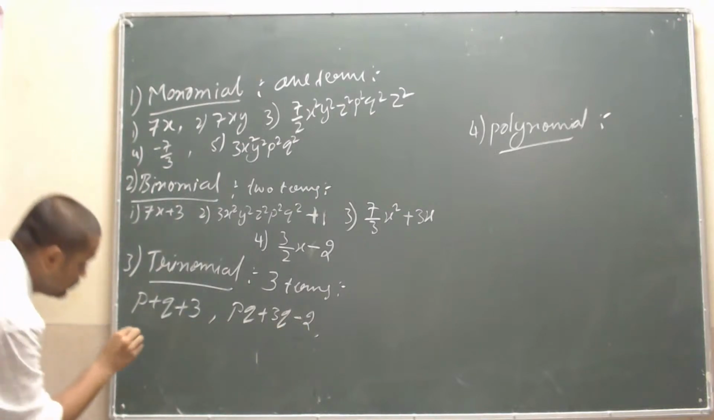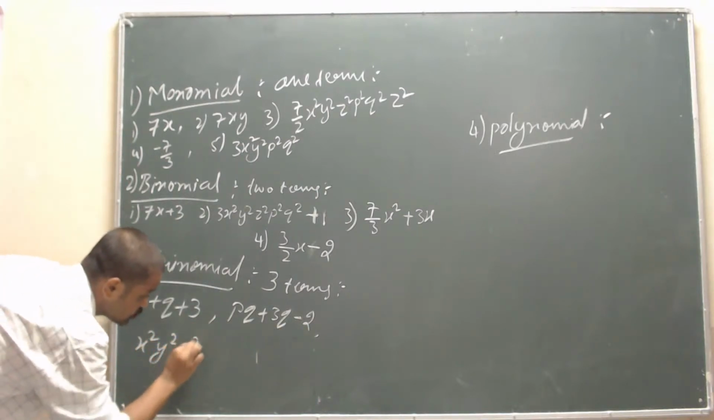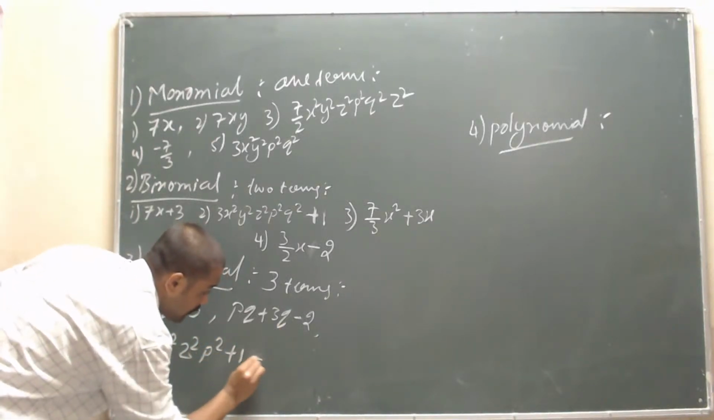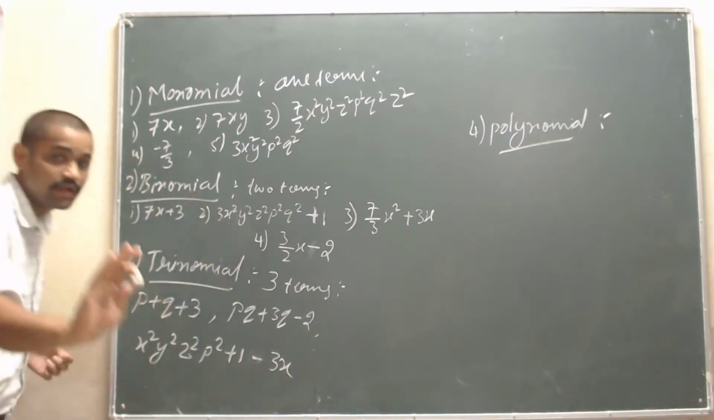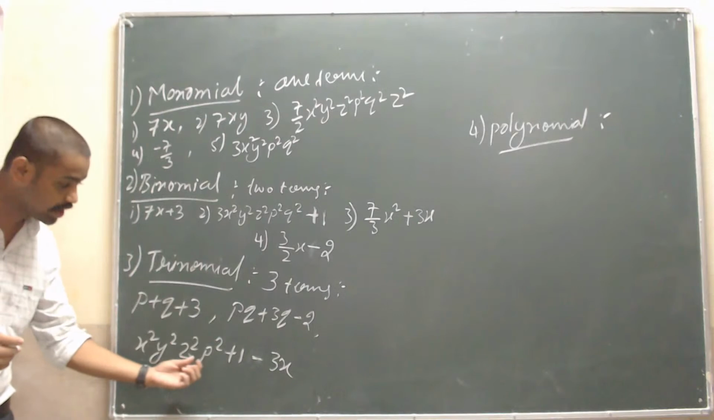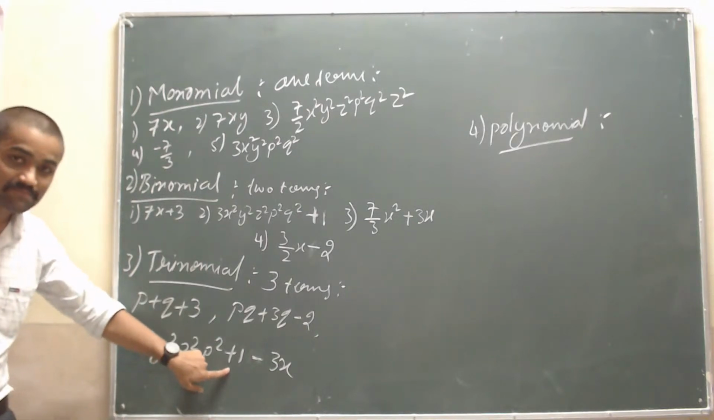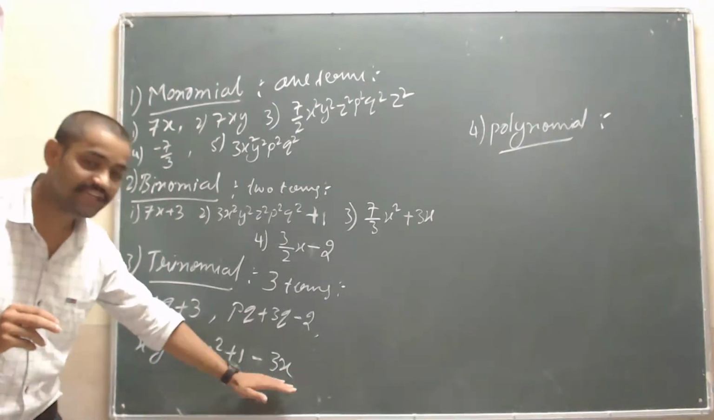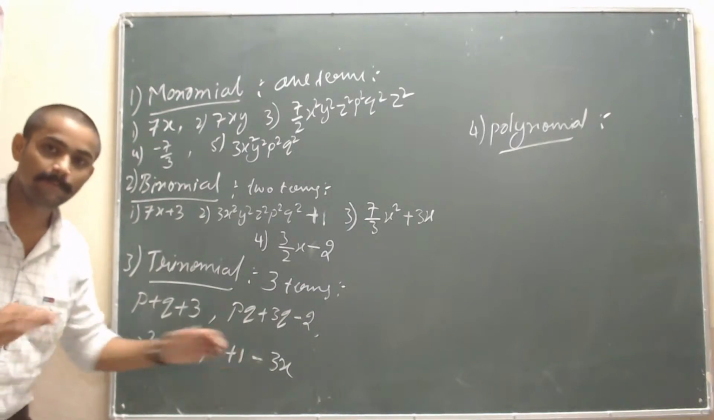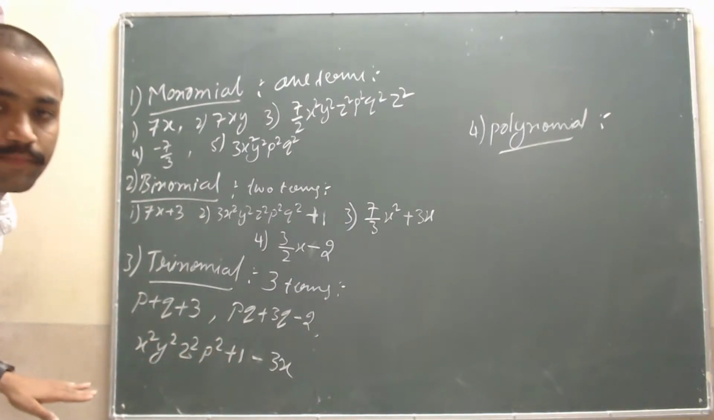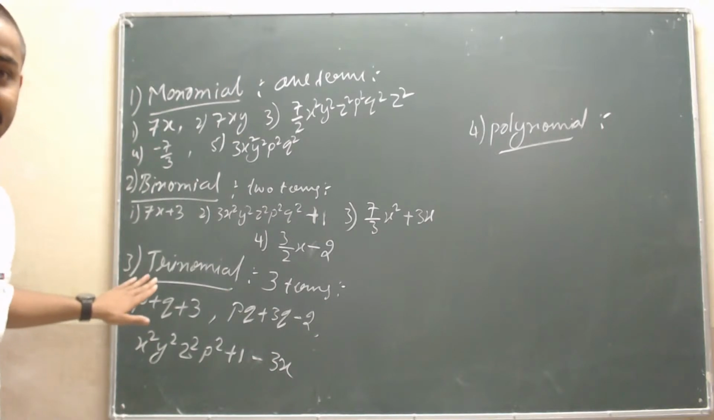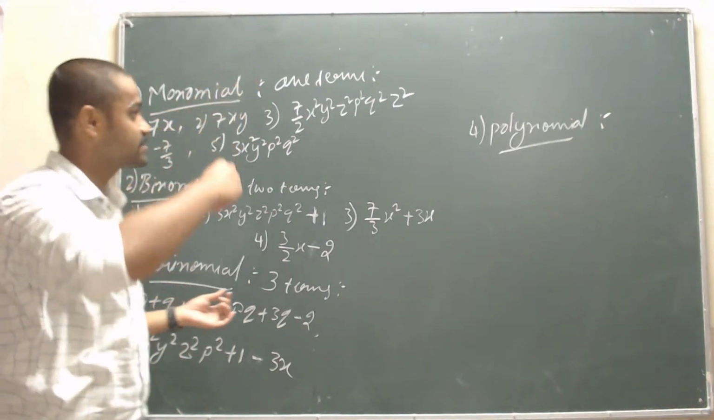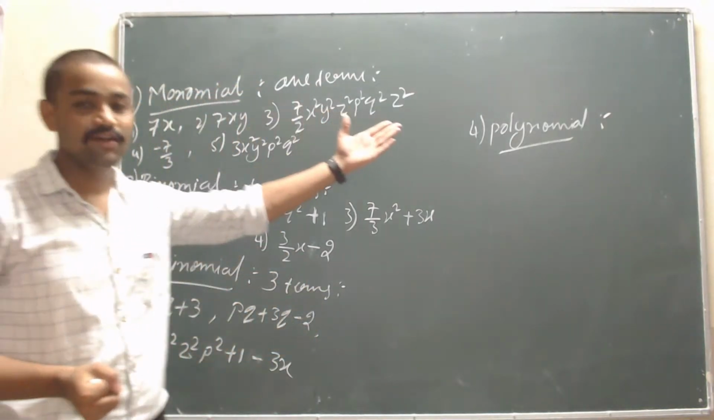Then x square y square z square p square plus 1 minus 3x. Here x square y square z square p square is one term, plus 1. Plus 1 or minus 1, that is one term, and 3x is one term. How many terms? 1, 2, 3. This is about the trinomial. Then what about polynomial?